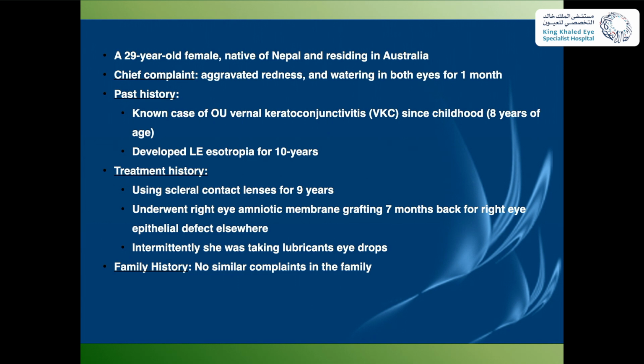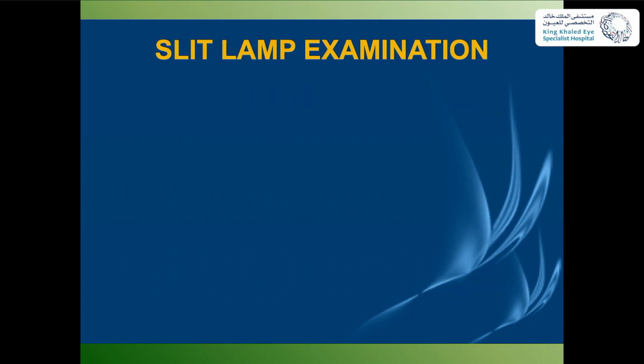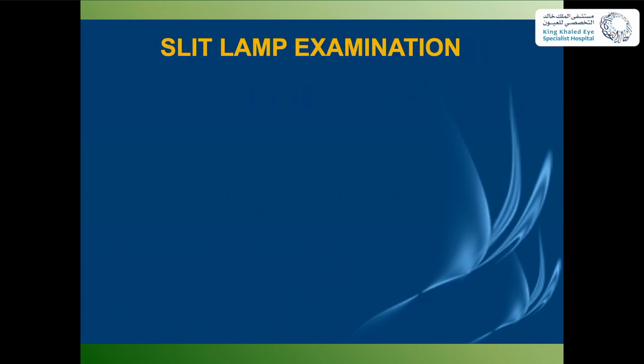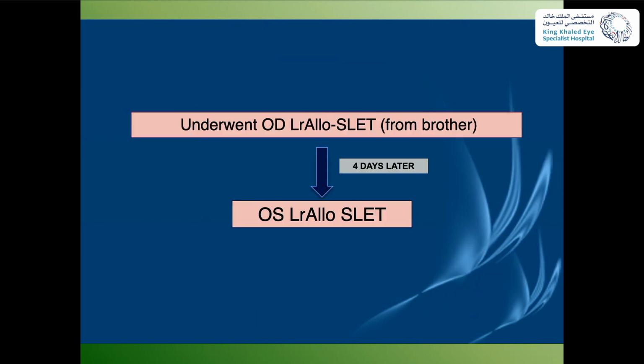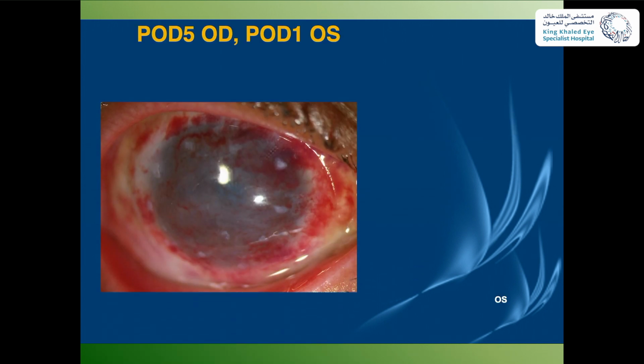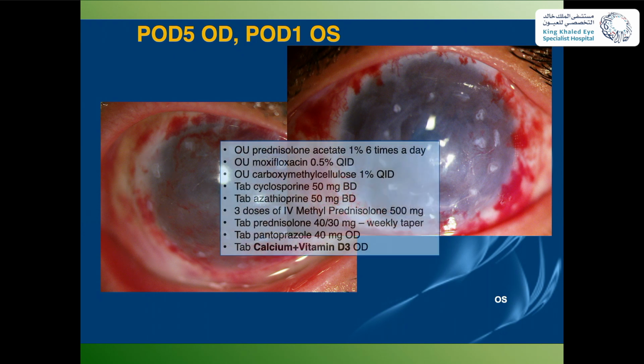This is a patient I am sharing, from Nepal, a girl who has bilateral LSCD and underwent a live-related limbal allograft. This is the pre-op appearance. This is how her vision is, 6/60 and 1/60 in the other eye. Tissue donor was her brother. This is one eye, this is the other eye. If you look at the medicines: topical cyclosporin, azathioprine, 3 doses of methylprednisolone, and tablet Wysolone, along with topical steroids and antibiotics.